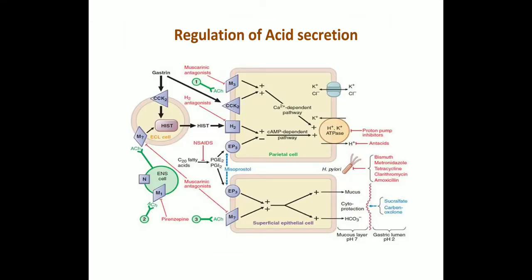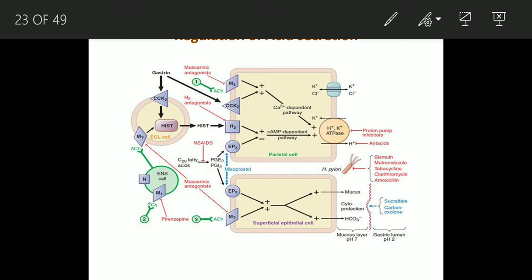Next, coming to regulation of the acid secretion. Whatever we discussed was about how HCl is formed and secreted. But what are the different regulatory mechanisms which increase or decrease the HCl secretion from the parietal cell? We have three pathways which are responsible for regulation of the acid secretion. One is the neuronal mechanism, which is called the neurocrine pathway.